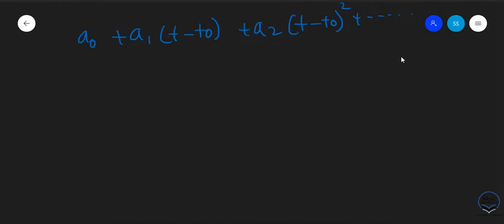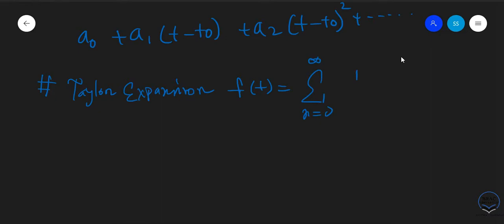A very familiar example that you all know already is the Taylor expansion of a function, or a Maclaurin expansion. Maclaurin expansion is just a special case of Taylor expansion where the point of interest is just 0. So this Taylor expansion of a function, let's say f of t, can be written as the sum from n equals 0 to infinity of f^(n), which is the n-th derivative evaluated at the point t0, divided by n factorial, times (t minus t0) to the power n.